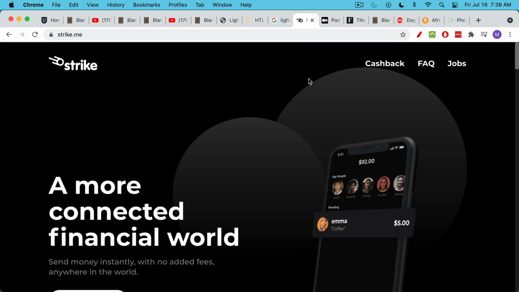The most famous one is Jack Mallers' Strike, using this mainly for remittances. That is the main use case right now, but you can really send money to anyone in the world. And what happens if I want to send money, for example, to Europe?